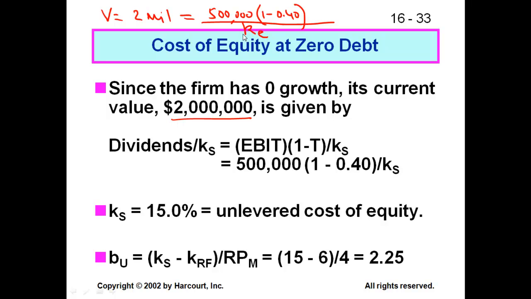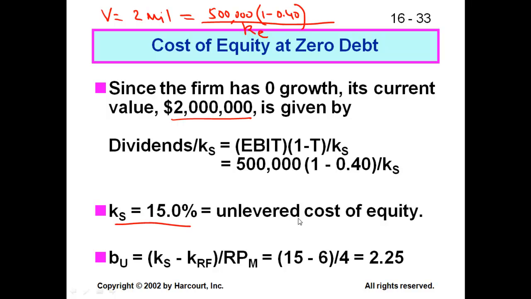equity. This is your perpetuity formula. The present value of a perpetuity is the cash flow, which is 300,000, divided by the cost of equity. So what's your cost of equity? You do your cost of equity, that is 15%. So this is the unlevered cost of equity. Why are we calling this the unlevered cost of equity?